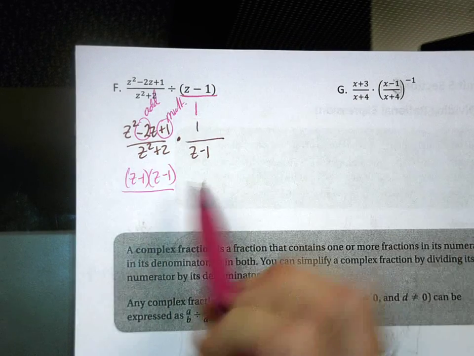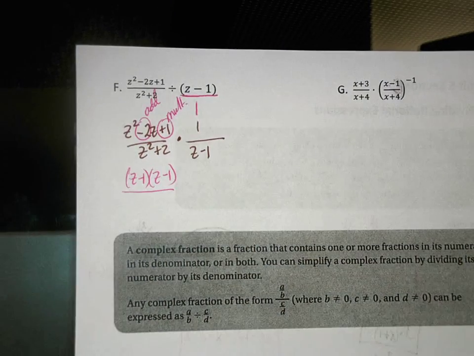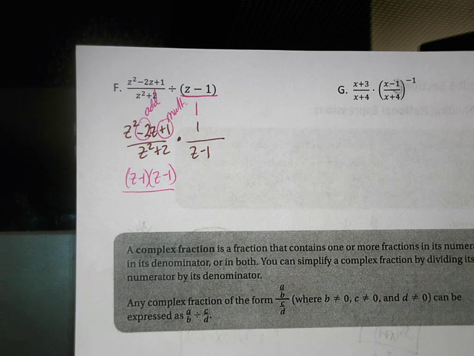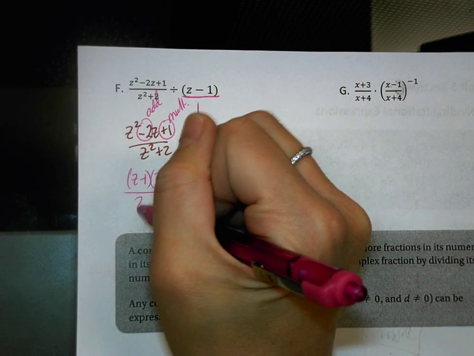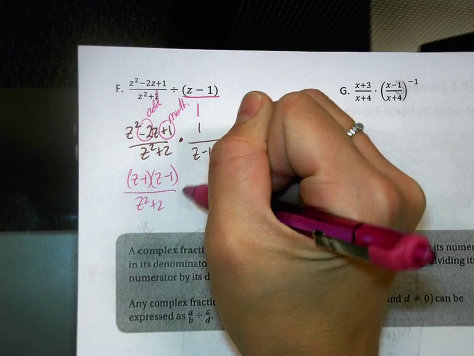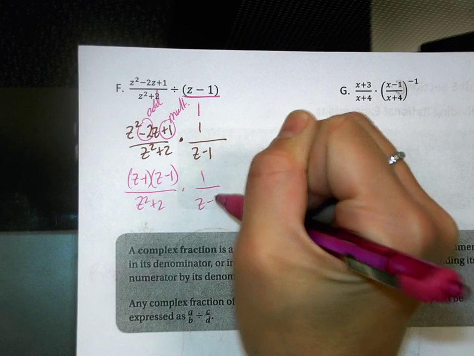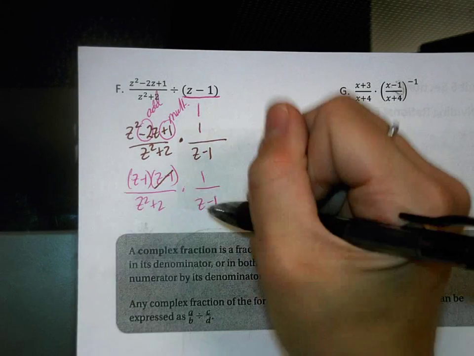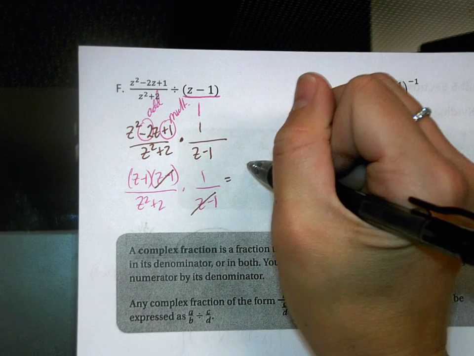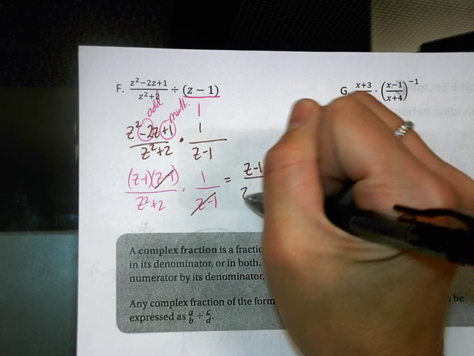Can I factor z squared plus 2? No, right? Because with squares, it has to be a difference of squares, and 2 isn't even a square, right? And so that one's just going to be z squared plus 2 times, and then 1 over z minus 1. So the only thing that cancels is what? Z minus 1. And so my answer is z minus 1 over z squared plus 2.